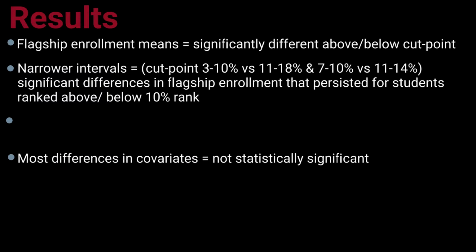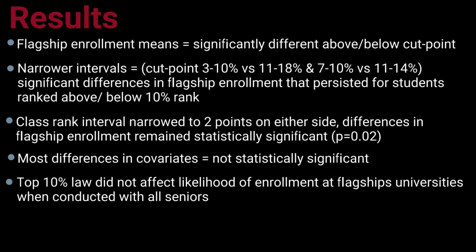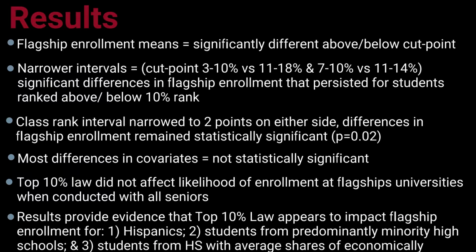When the class rank interval narrowed to 2 points on either side, differences in flagship enrollment remained statistically significant with a p-value of 0.02. So findings suggest that the top 10% law did not affect the likelihood of enrollment at flagship universities when conducted for everyone, right? For all the seniors. The top 10% law appears to impact flagship enrollment for Hispanics and not some of the other groups. So flagship enrollment decisions for students from predominantly white high schools were not affected by the top 10% law. However, graduates from predominantly minority high schools had a clear discontinuity at the cut point with sizable probit estimates that were statistically significant.